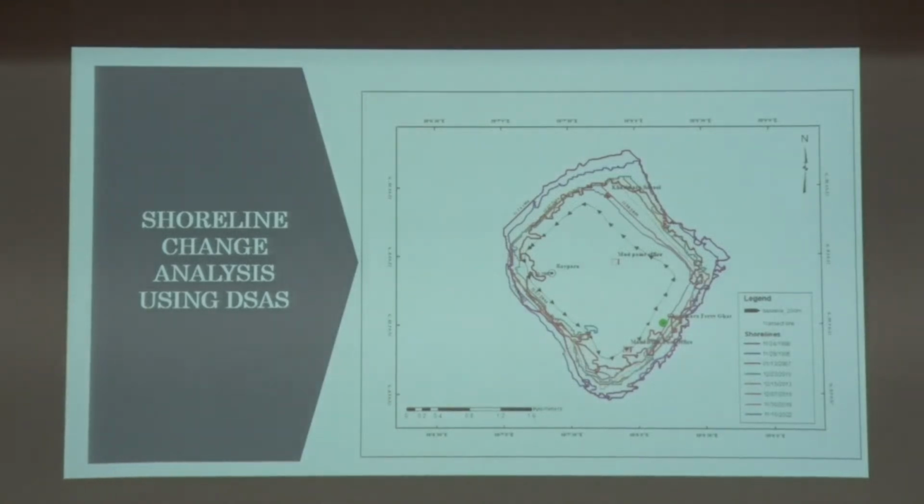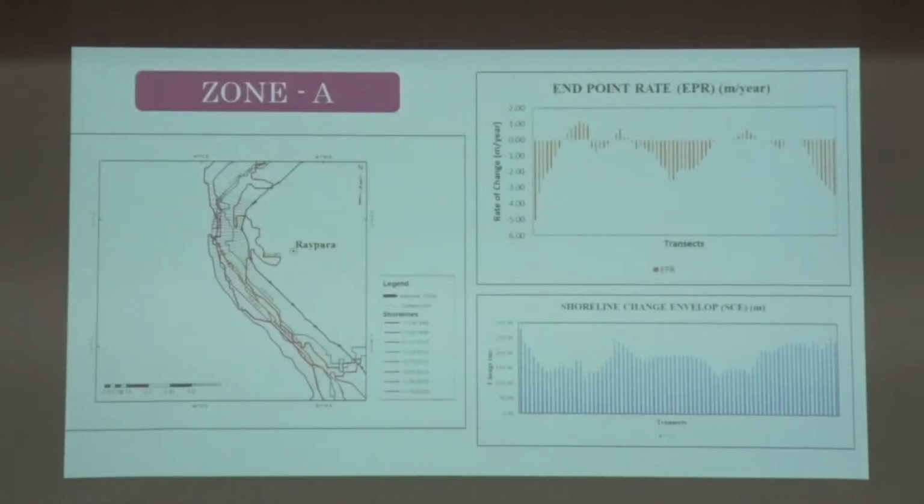The arrows show the orientation of the baseline. From these baselines, transect lines are generated, and these transect lines are intersected by the coastlines at each point, and these intersection points mark the measurement of the distance from the present coastline. Next, I have calculated the end point rate and shoreline change envelope. End point rate states the rate of change of shoreline for the selected years, and shoreline change envelope is the distance between the nearest and the farthest coastline from the baseline along the transect lines.